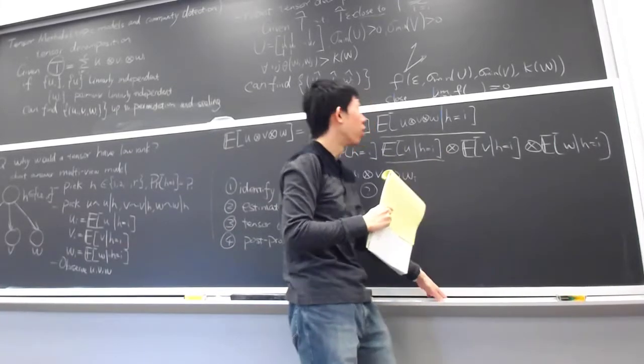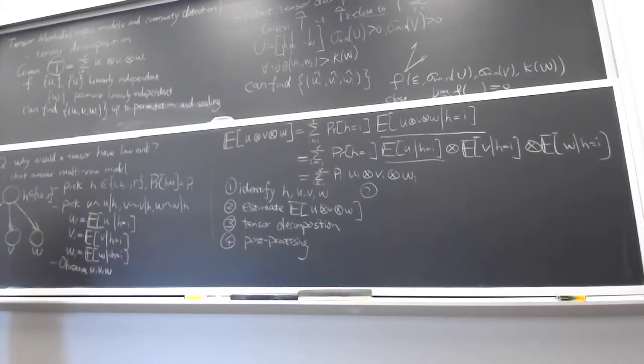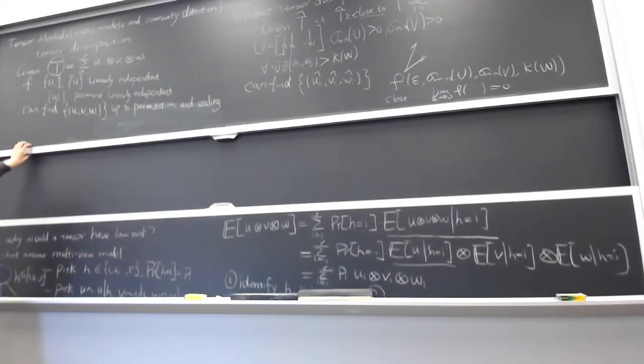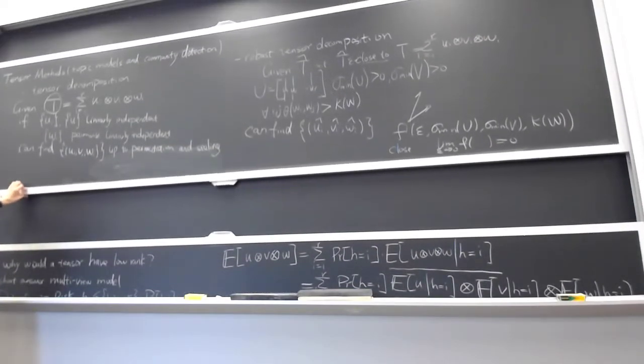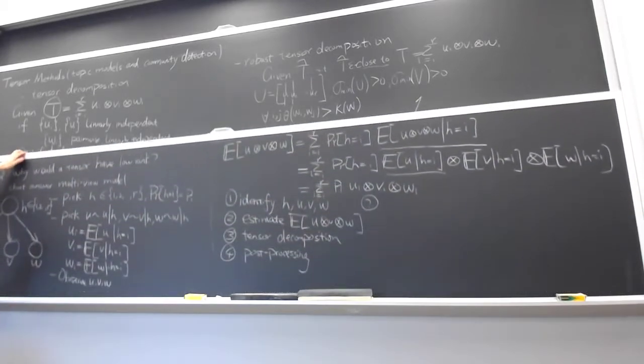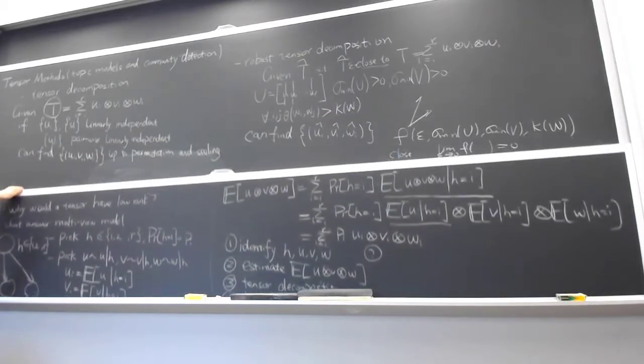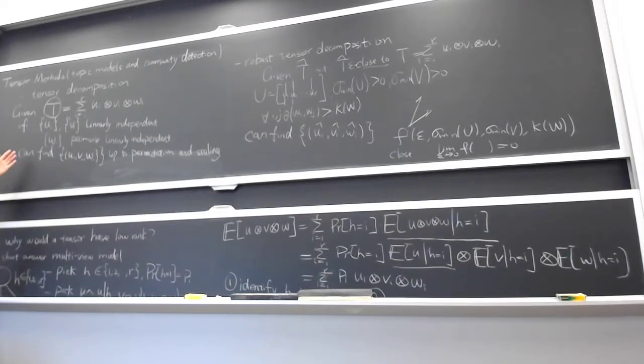Why? Okay, that's something that should have gone into the previous lecture. The reason we use this tensor decomposition, and the reason we need these three views instead of just two independent views, is that this tensor decomposition is actually unique up to scaling and permutation.